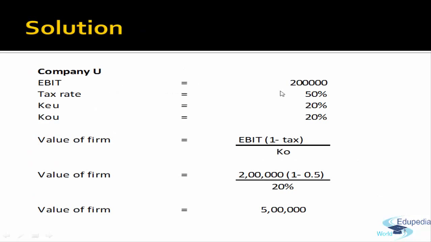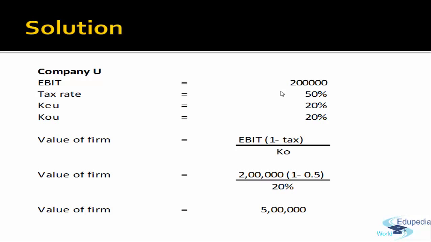So for company U, to compute the value of the firm, value of firm is EBIT net of tax divided by the cost of capital. For an unleveraged firm, its cost of capital is equal to the equity capitalization rate because there is no debt. So KO is equal to KE. In the given situation, the cost of capital of an unlevered firm is 20%, so KO is also 20%. EBIT is given as 2 lakh rupees. So value of a firm is equal to 2 lakh into net of tax divided by 20%. That is 5 lakh rupees.